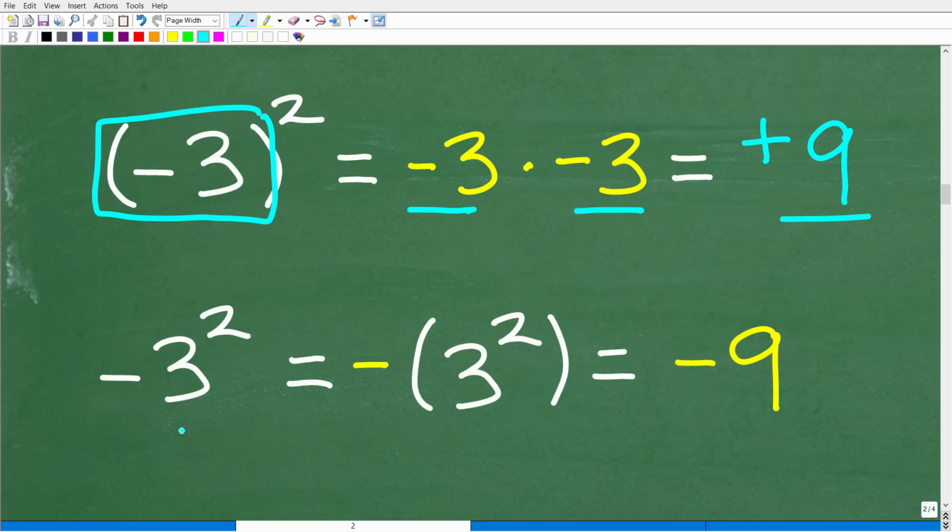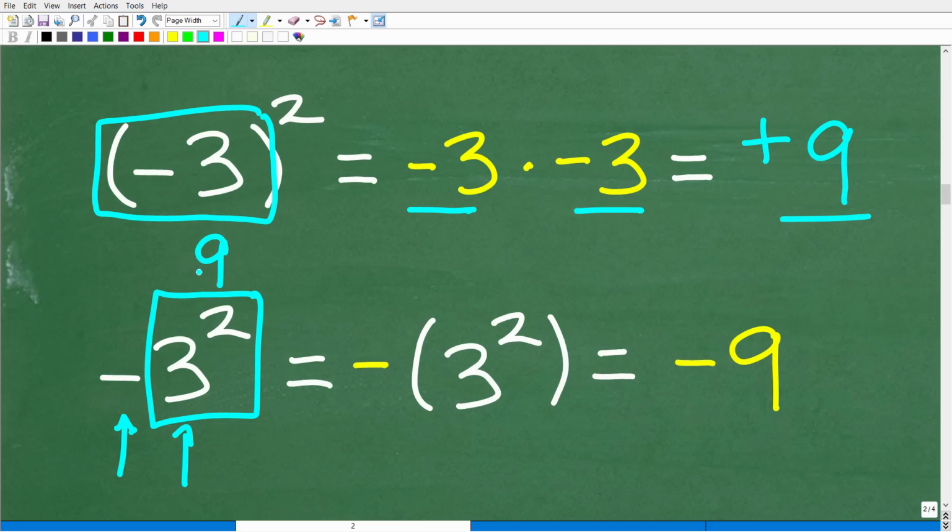What negative 3 squared means, where there are no parentheses, is that this exponent right here is acting upon this. So really, I want you to interpret this situation as the opposite of 3 squared, or the negative of 3 squared. So 3 squared is 3 times 3, that's 9.